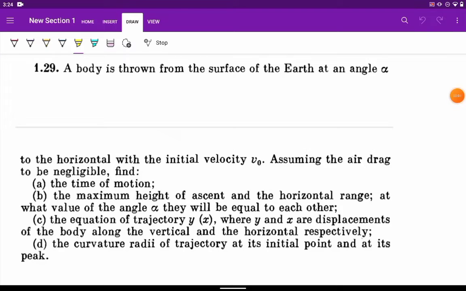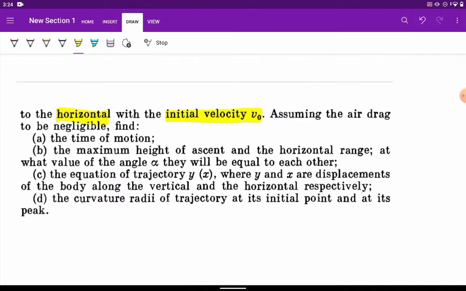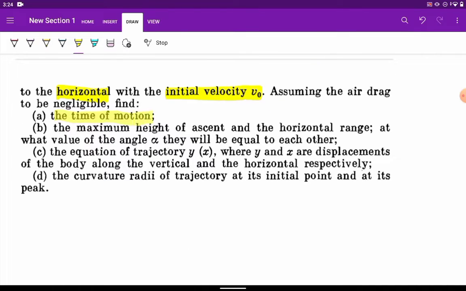Okay, so this question is about projectile motion. A body is thrown from the surface of the earth at an angle alpha to the horizontal with initial velocity v naught, assuming the air drag to be negligible. Find the time of motion, the maximum height of ascent, and the horizontal range. There are several parts relating to the displacements, the height, the time, etc. of the projectile. Still, let's read from here.